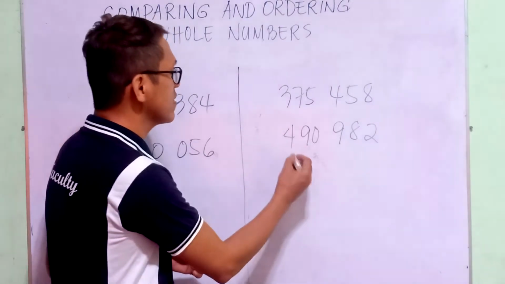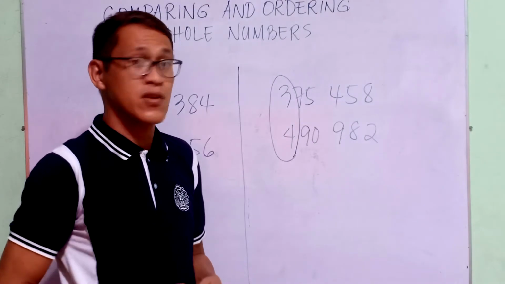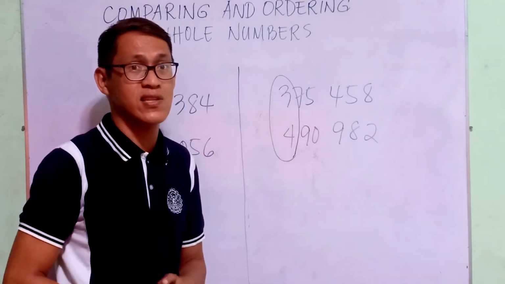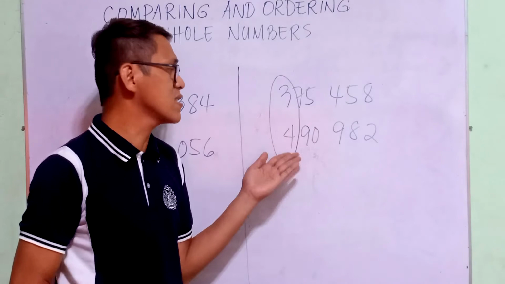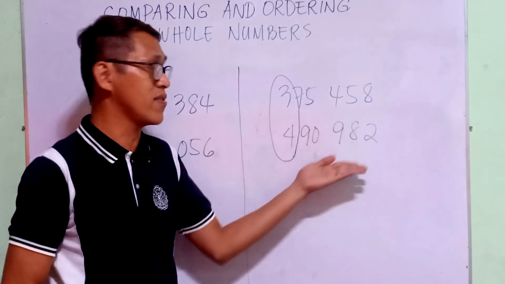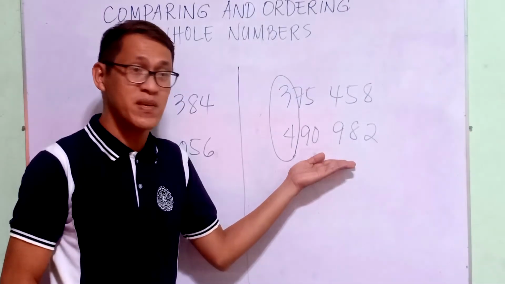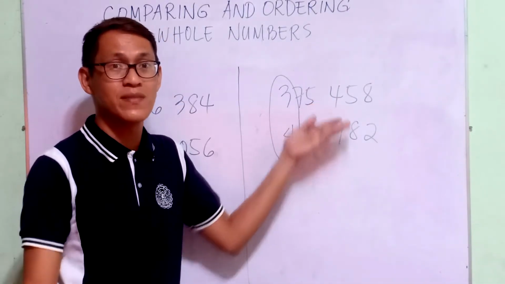So let's encircle the digits in the 100,000s place. So you simply compare these two digits. Since 3 is smaller than 4, you can say that this number is smaller than this number, or this number is bigger than this number.